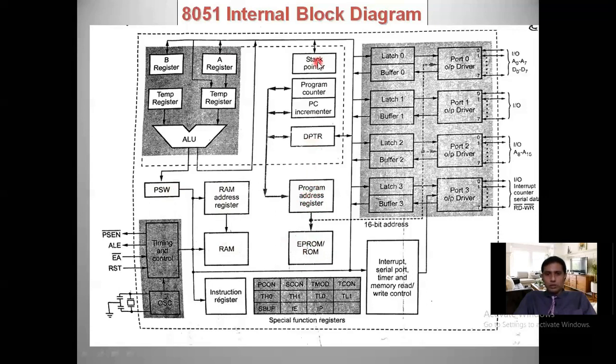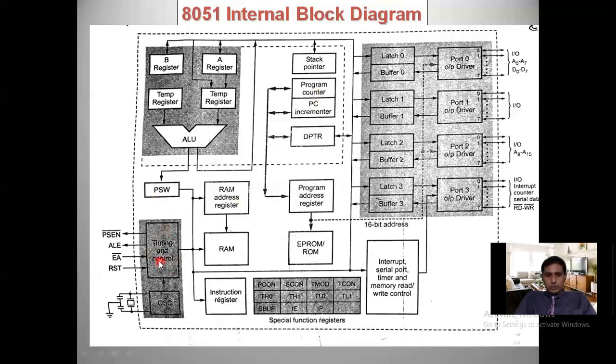Here some more registers are also there. The stack pointer, which is also an 8-bit register. The program counter, which is a 16-bit register. The PC incrementer, one more register, and the DPTR, the data pointer register. It is also 16-bit. So DPTR and PC, these two are 16-bit registers. Then later, the timing and control block.